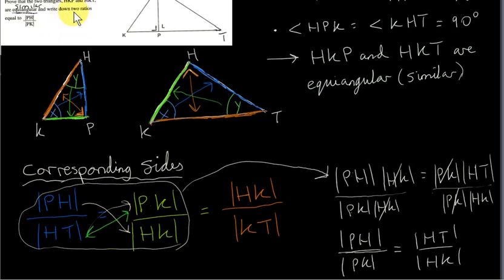Now we are interested in two ratios equal to PH over PK. So where is the second ratio going to come from? Well, it's not going to come from looking at these two triangles. We don't have enough information.